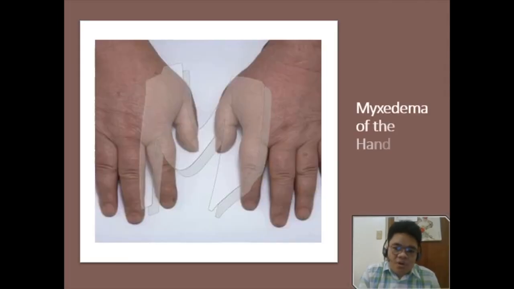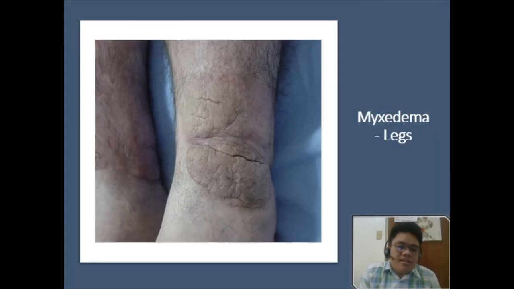Then you have your myxedema of the hands, which is caused by the deposits of your mucopolysaccharides. Okay, so remember there are deposits of mucopolysaccharides in your peripheral aspect of the body. So you have your non-pitting edema for that matter. Then this is myxedema of your legs.